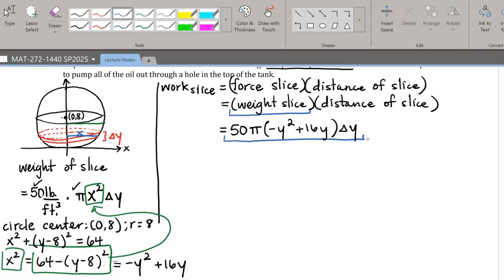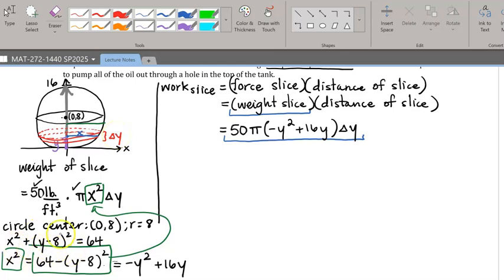Now we have to find how far the slice travels. What's the distance that that slice travels? This red slice has to make it all the way out the top of this sphere. I do know that the top of the sphere is at 16 because the radius of the sphere was 8. Now, what's this distance down here that the slice did not travel? Well, that's simply y. That's simply y in the equation of the circle that we wrote.